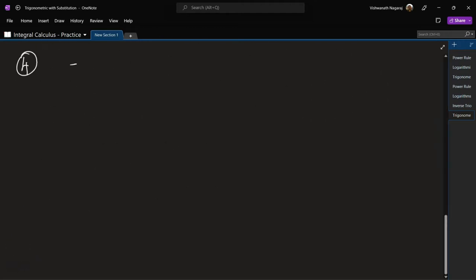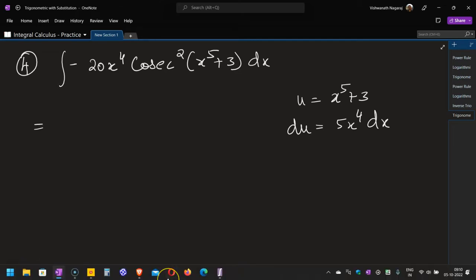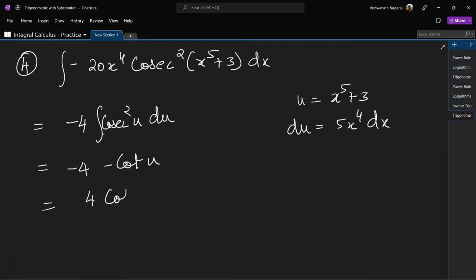Okay. Fourth one, integral of minus 20x4 cosec square x to the power 5 plus 3 dx. Okay, u would be x to the power of 5 plus 3, du would be 5x4 dx. Now here we have 20x4. We require only 5x4. So let's take minus 4 out. We are left with 5x4 dx. So that would be du, and this becomes cosec square u. And if we integrate cosec square u, we know it is minus cot u. Okay. So this becomes 4 cot of x to the power of 5 plus 3 plus c.